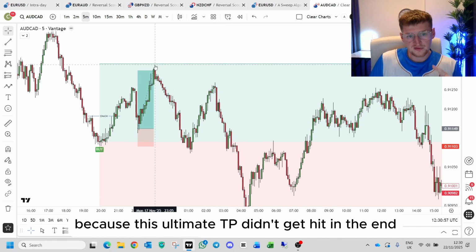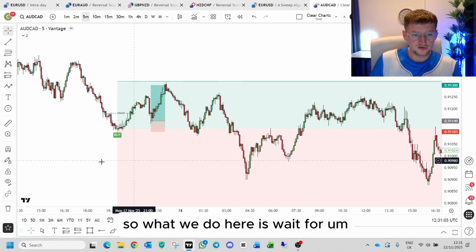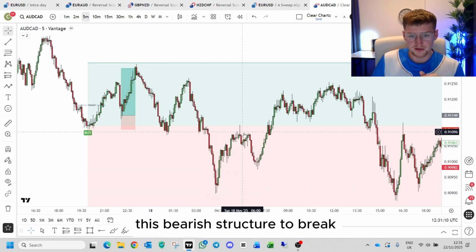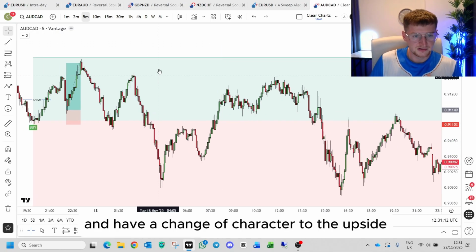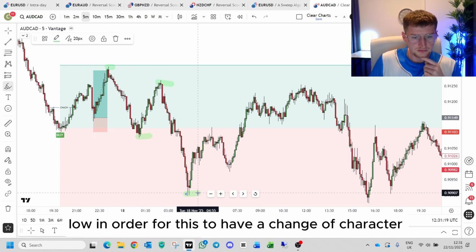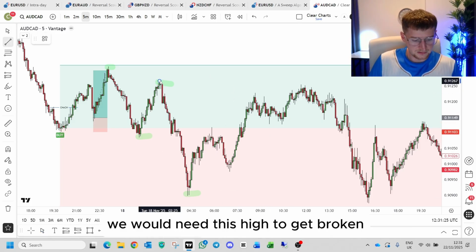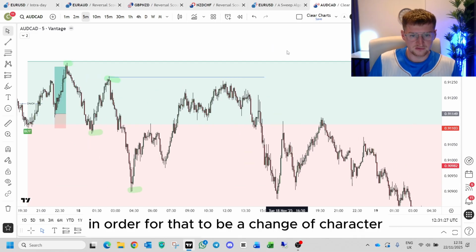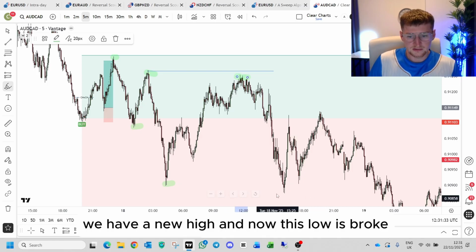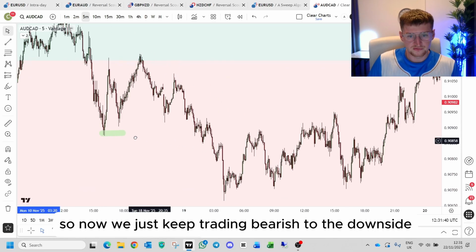However, because this ultimate TP didn't get hit in the end, we're still in the valid range. So what we do here is wait for this bearish structure to break and have a change of character to the upside. Now, looking at this wave structure, we have a high, low, high, low. In order for this to have a change of character, we would need this high to get broken in order for that to be a change of character. Now, it didn't, so we don't have a change of character. We have a new high, and now this low is broken, we have a new low.